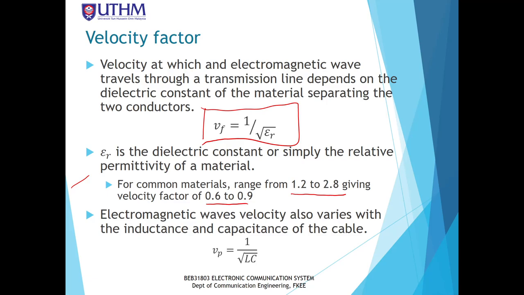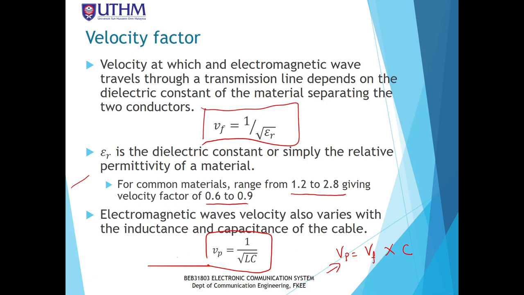Now the wave velocity. This is another formula to calculate the wave velocity. Previously we calculated Vp equal to Vf, the velocity factor, multiplied by the speed of light, where Vp is the speed of the transmission wave. So this is the second formula.